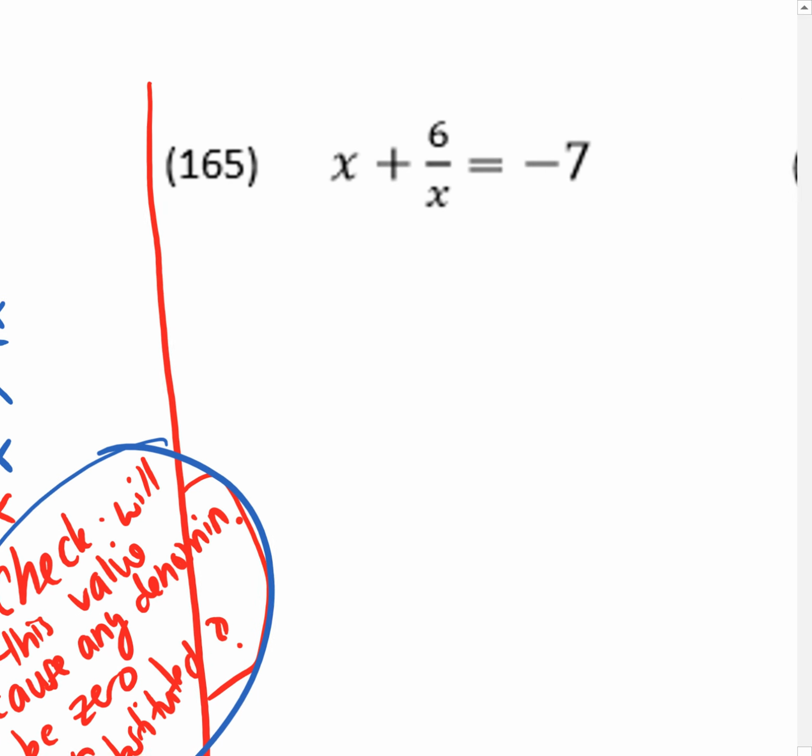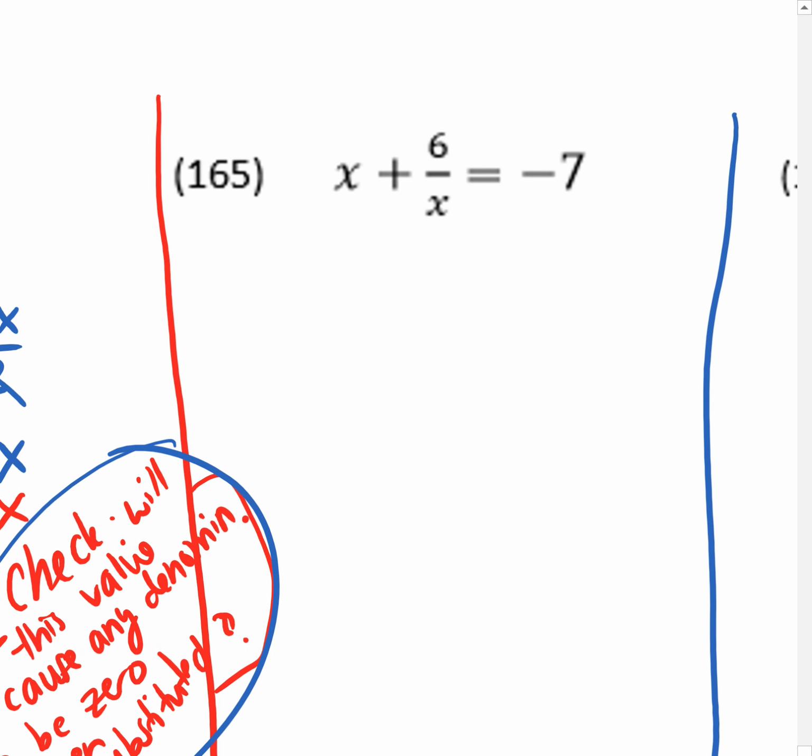Okay, let's try this next one, now that we kind of got an idea. Looking at this problem 165, I'm supposed to find the LCD, but there's only one denominator, so x must be the LCD. Just like in the last one, I'm going to multiply the entire thing by that LCD. Every term, so even the ones that aren't fractions.